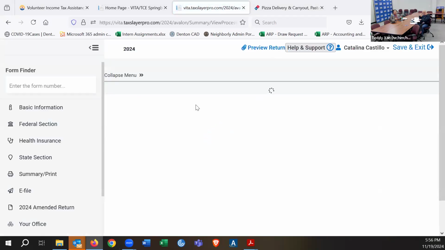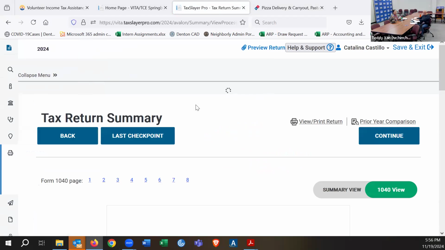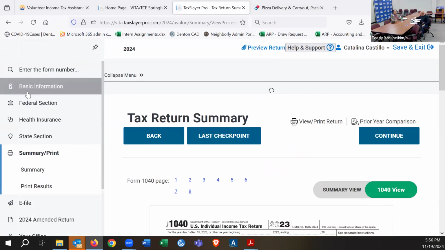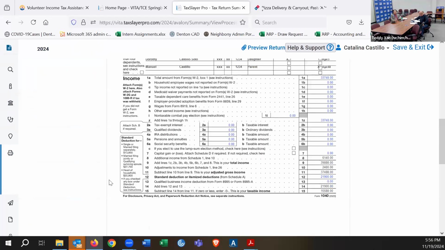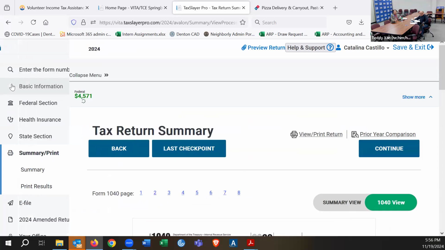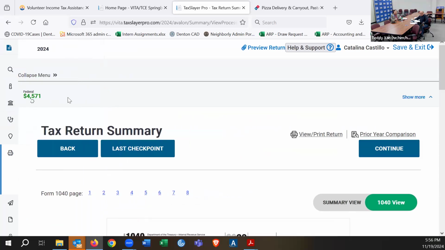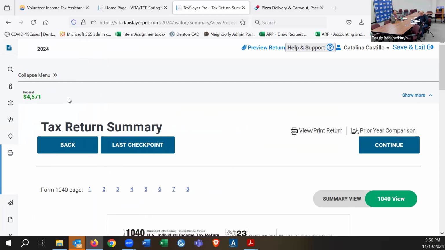If you have started up Kat Castillo's scenario, then make sure you enter the filing status properly, and you should end up with a total refund amount of $4,571. I got 4905, and I think I got that because I changed it from single to head of household. Okay, so we've got something to look at in your return. That's okay.